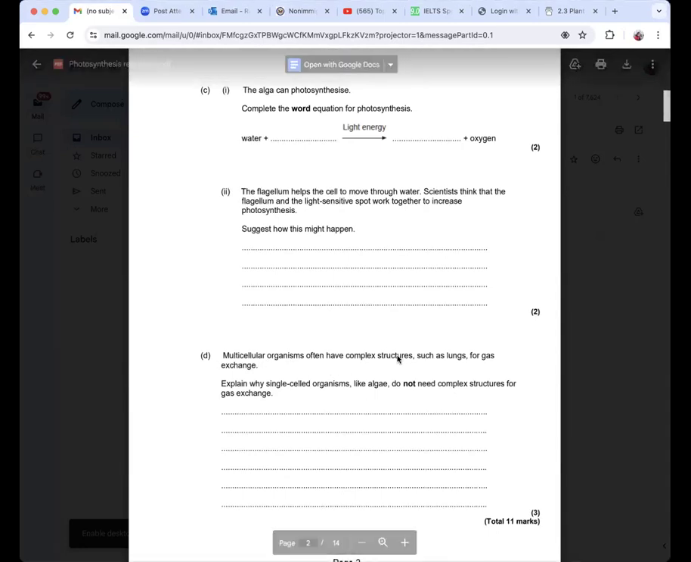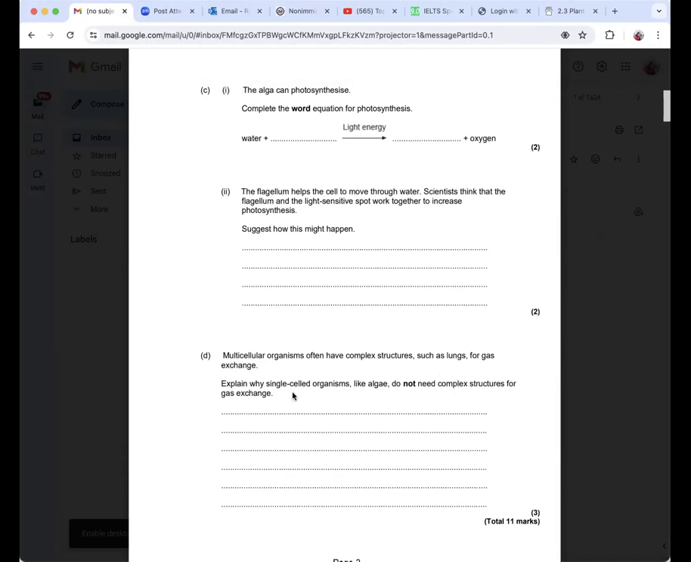Multicellular organisms often have complex structures such as lungs for gas exchange. Explain why single-celled organisms like algae do not need complex structures for gas exchange. Is it because its cell has a larger surface area to volume ratio? Since algae is a single-celled organism, the diffusion of gases occurs through the outer membrane. So gases can directly diffuse in and out of the cell continuously. There is no need for them to pass from one cell to another, right? That is one reason.